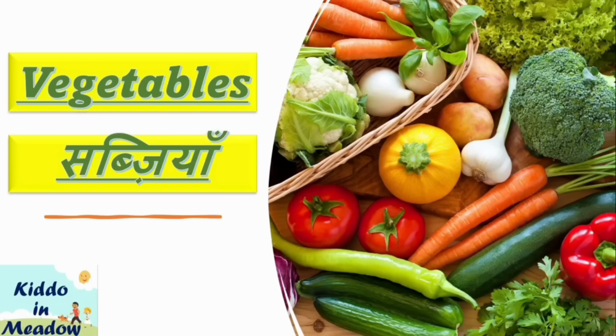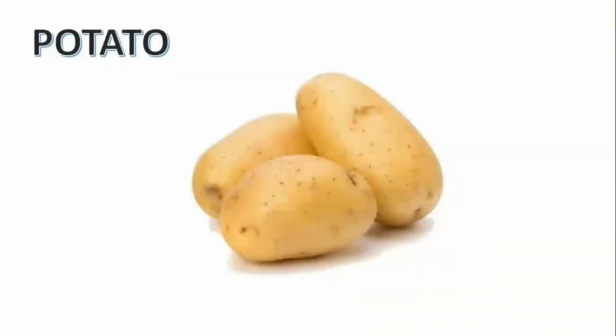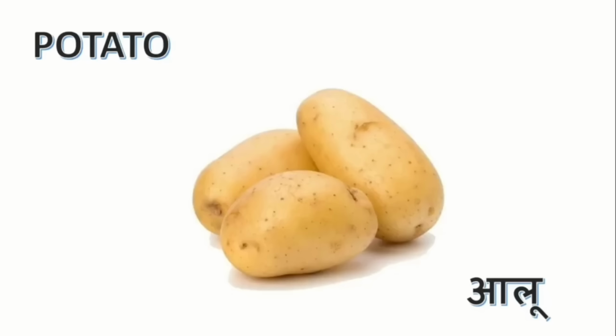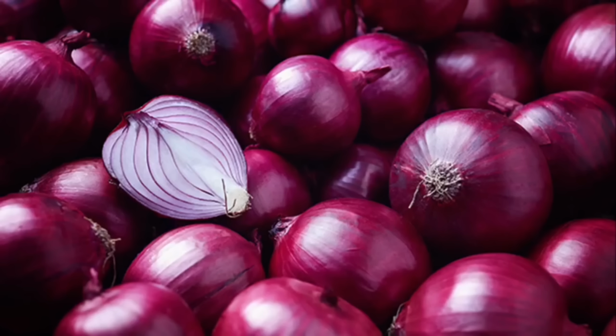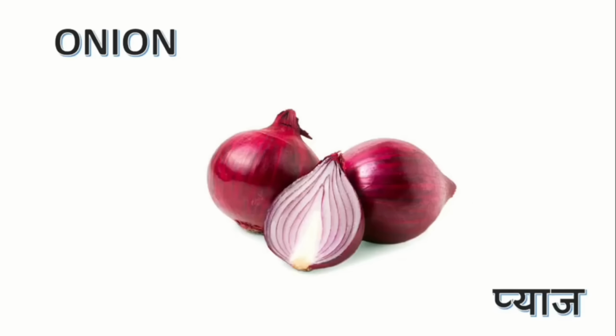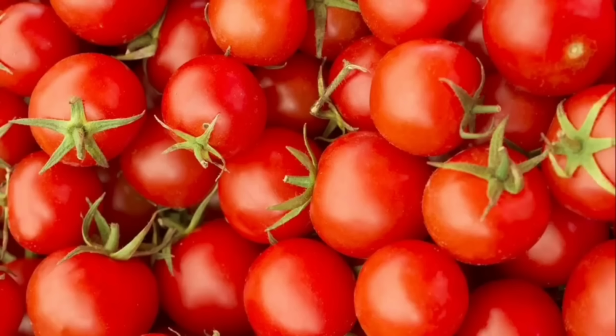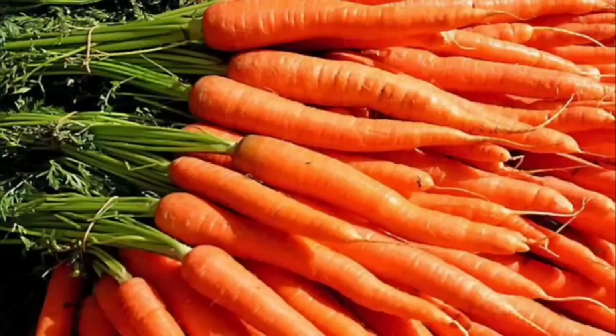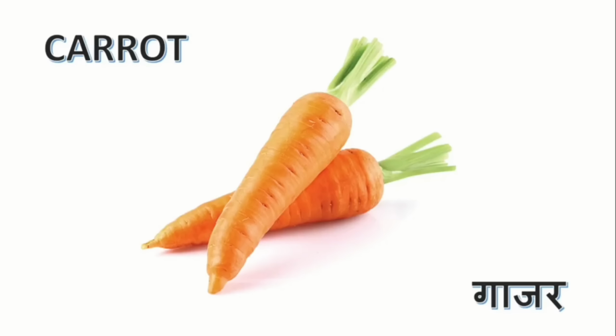Hello kids! In today's video, let's learn the names of vegetables in English and Hindi. Potato means aloo. Onion means pyaaj. Tomato means tomater. Carrot means gajar.